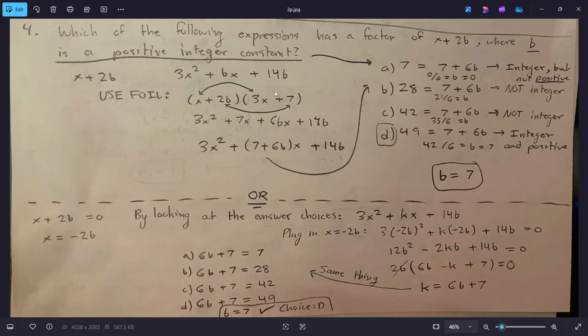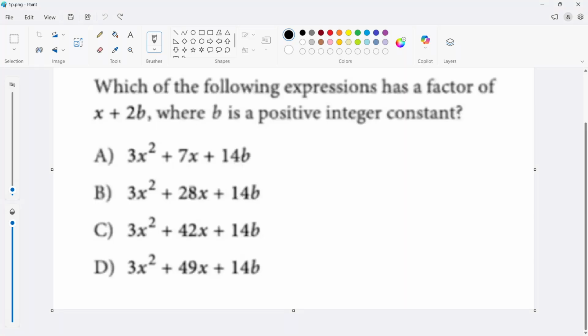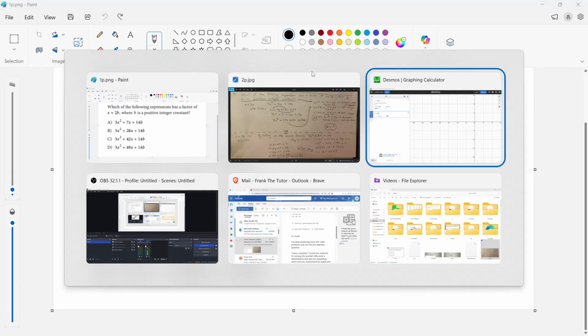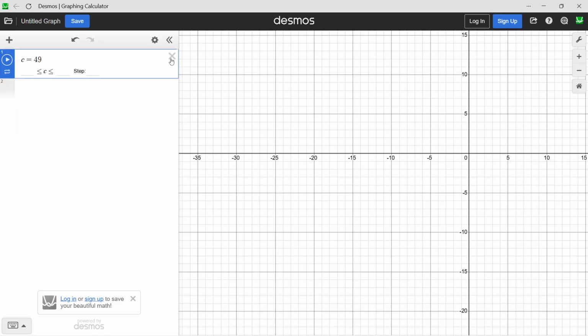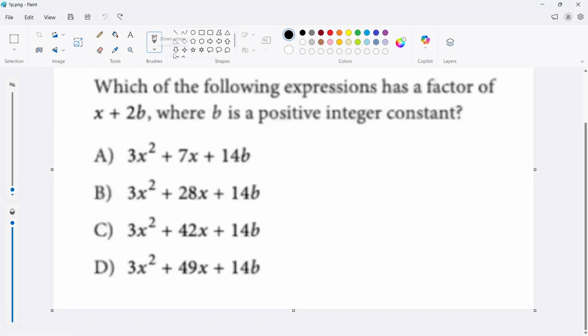You have to know a little something: if you have x plus 2b times the last term, that has to equal 14b, or 14b divided by 2b equals the last term. And then 3x squared divided by x equals the first term of your other factor. Then again, just multiply them together, find out what's in front of x, and set it equal to the given value. Another way to work it on Desmos would be to write the initial equation.